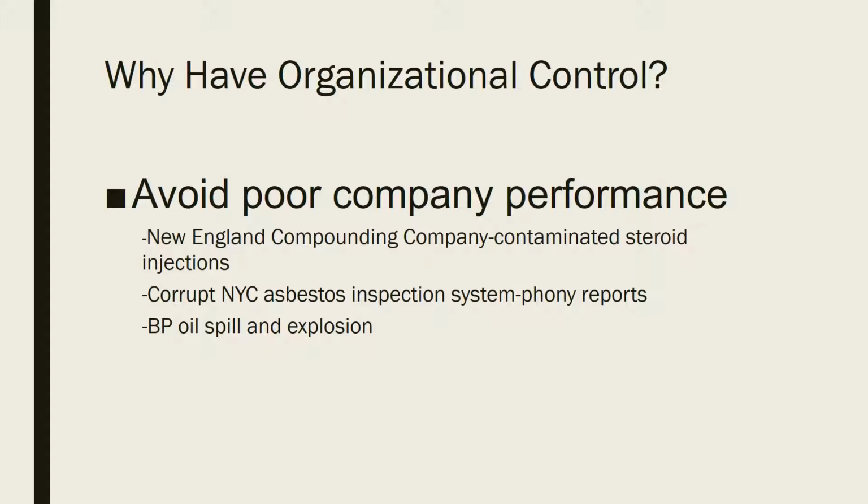Or the admittedly corrupt New York City asbestos inspection system preparing phony reports. These reports stated that the buildings were safe, despite the fact that they were never even looked at. Or the BP oil spill and explosion off of the Gulf of Mexico. Workers lost their lives because even though some knew that danger was imminent, they didn't know what the procedure was to do anything about it, or even who had the authority to make a decision to evacuate or to call for help.